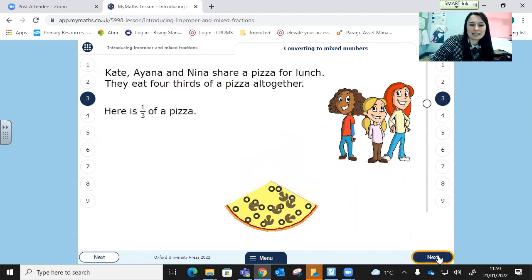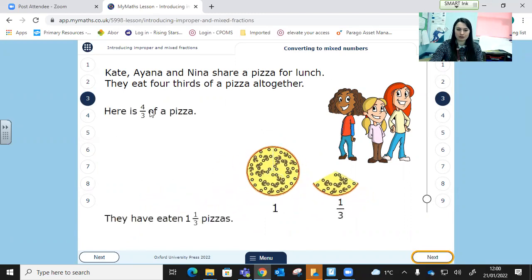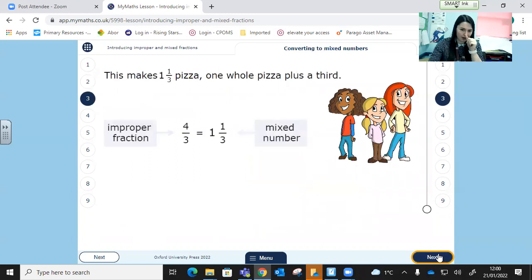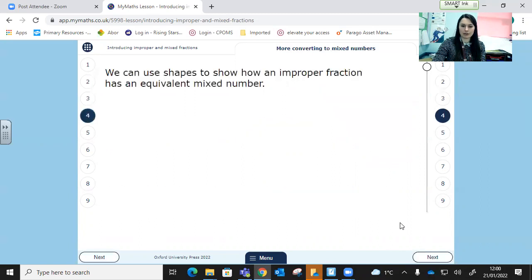Kate, Ayana, and Nina share a pizza. They eat 4/3. So here they are, the 4/3. 4/3 as an improper fraction, top-heavy fraction, sometimes it's called, could be written as 1 whole pizza, that was 3 of the thirds, and then 1/3 left over, 1 1/3. So as our numbers with no pictures, we've got 4/3 is equal to 1 1/3.